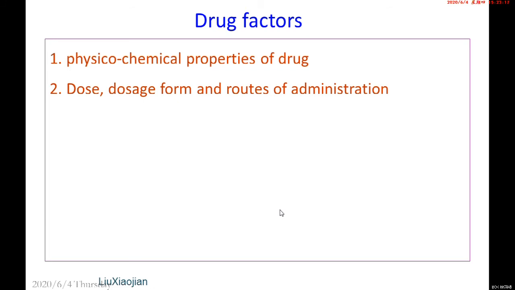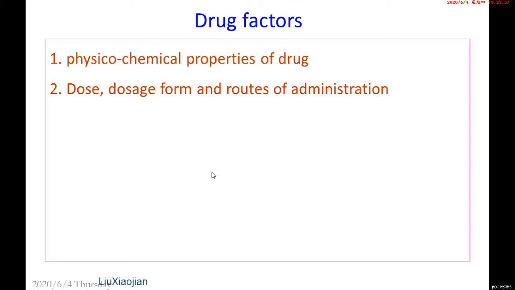Dosage form and rules of administration. The pharmacological effect caused by the drug is always determined by the dose of a drug in the body. And dosage form sometimes can determine the rules of administration. Like solutions can be administered by intravenous, intramuscular, or subcutaneous injection. But pills can be administered orally.